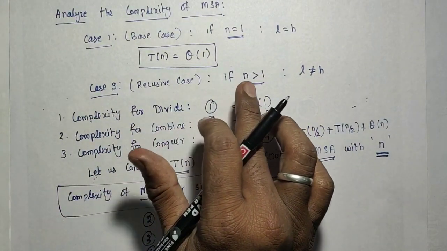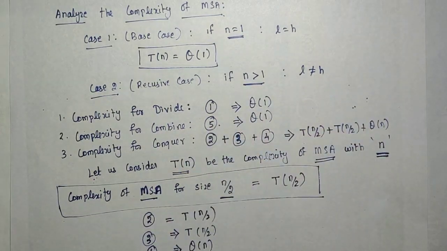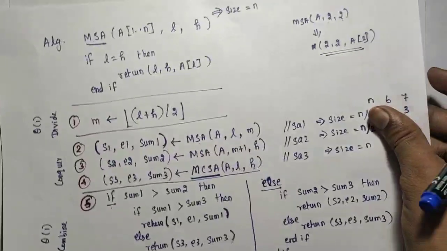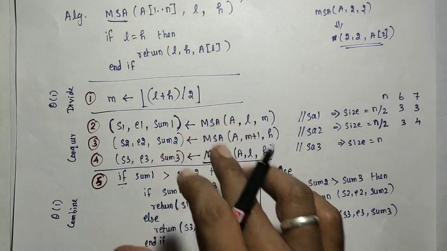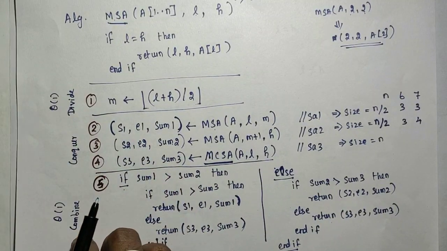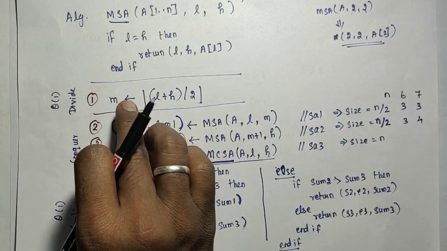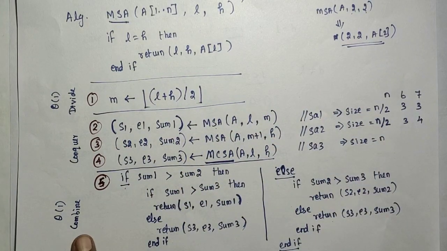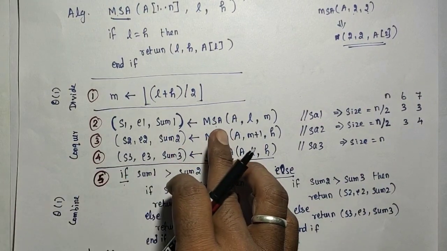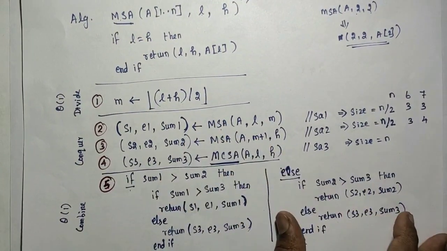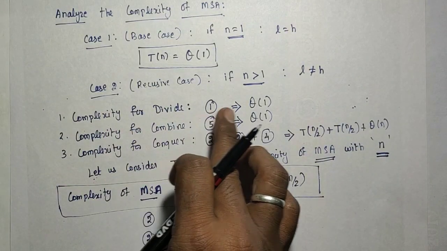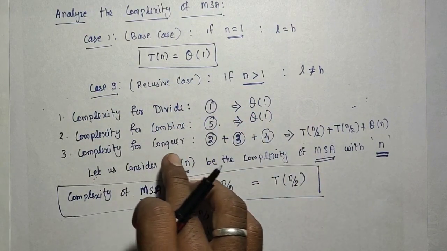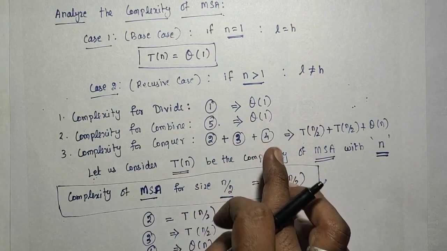Then the recursive case, if n is greater than 1. In the recursive case the steps are divided into three steps: divide, conquer and combine. Divide means just finding the m value. Combine means just finding the maximum of 3 numbers. In conquer we only have the recursive calls. So the steps 1 2 3 4 5 are divided like that, and the complexity of divide is a constant, and combine is also a constant. The conquer, the complexity of steps 2, 3 and 4.